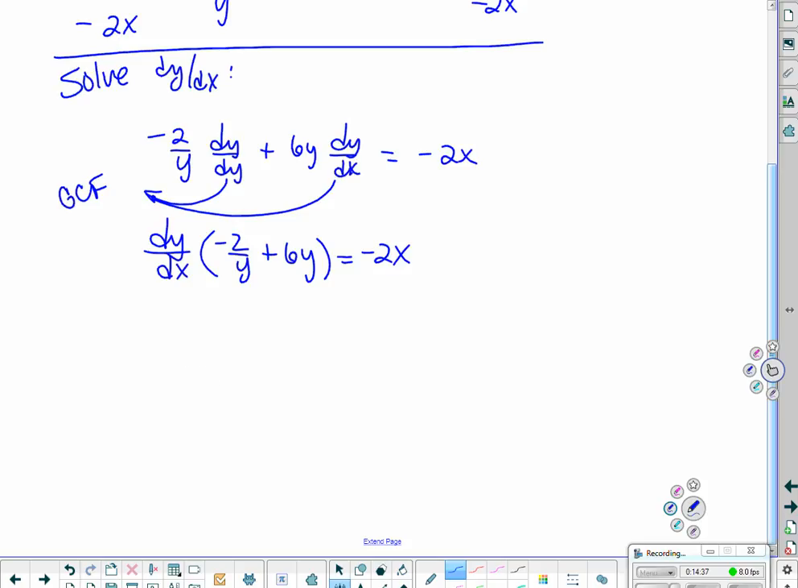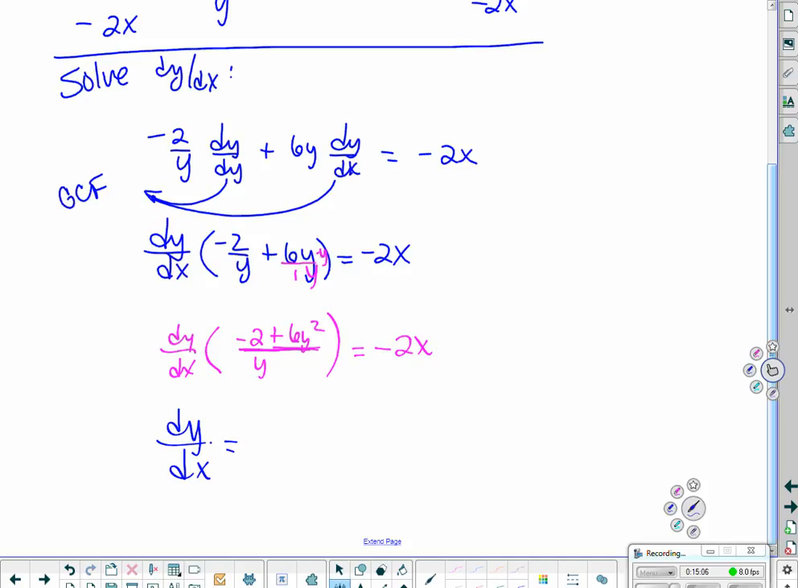Before I do that, I'm going to clean this up. I want to make this into a like denominator. It now has 1, so let's incorporate an extra y in there. That'll give me dy dx is negative 2 over y plus 6y squared over that y. So common denominator is y, equals negative 2x. There, that looks better. Now dy dx. Dividing by a fraction is like multiplying by its reciprocal, so I'm going to reciprocate and have y times negative 2x over negative 2 plus 6y squared.